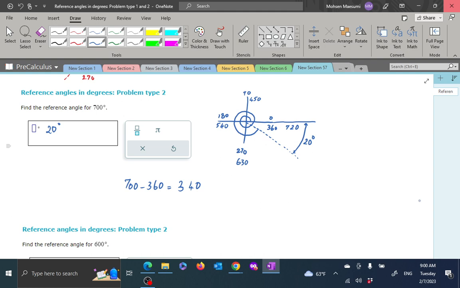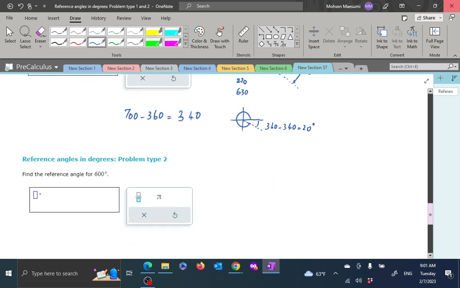And then you say, well, let's start all over again. 340, I'm going all the way, not the complete circle. Okay, I'm past this vertical line. I'm in the fourth quadrant. I am still a bit short. And how much am I short by? I say 360 minus 340. I'm short by 20 degrees, and that is where our reference angle is going to be.